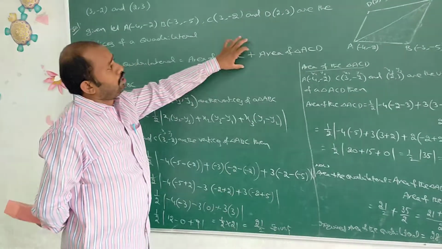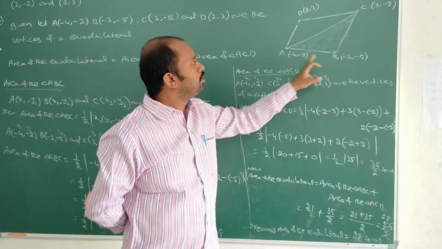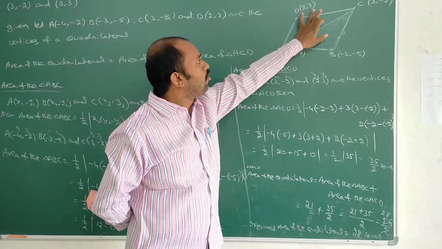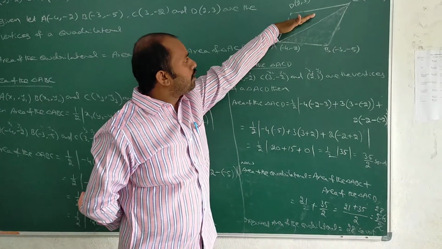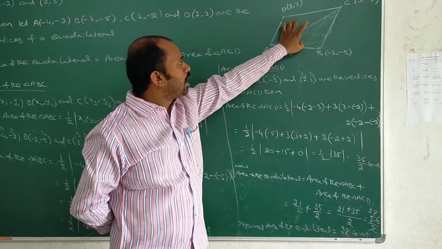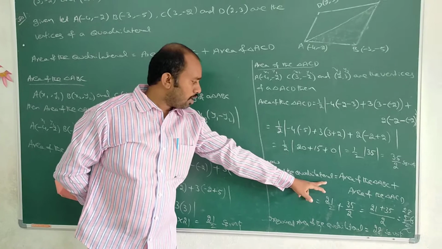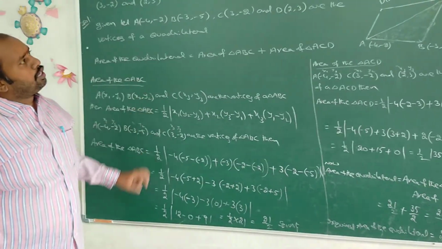Okay, this is the fourth problem. What you find here is the area of the quadrilateral ABCD. How do we get it? First one triangle and then another triangle on the other side. These two triangles are added, and then we get the area of the quadrilateral. So take notes and practice that.